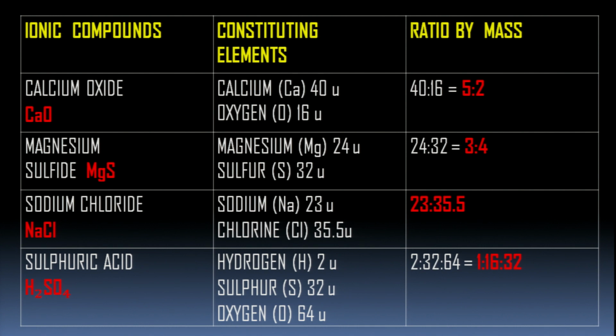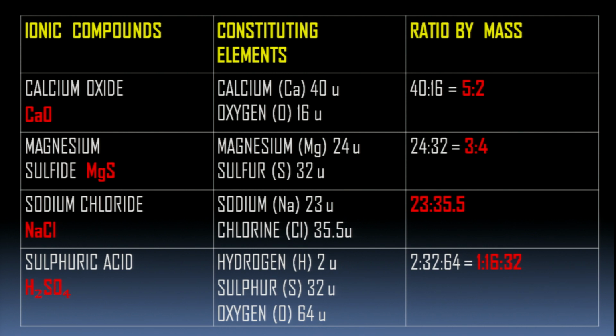Okay, children? Next, it is magnesium sulfide, MgS. Magnesium, try to recollect atomic mass, 24 unified mass. Sulfur, 32 unified mass. What is the ratio? 24 is to 32, and on simplifying we get 3 is to 4. Is not it? You can also side by side do on your notebooks. Then you can be confident about it.